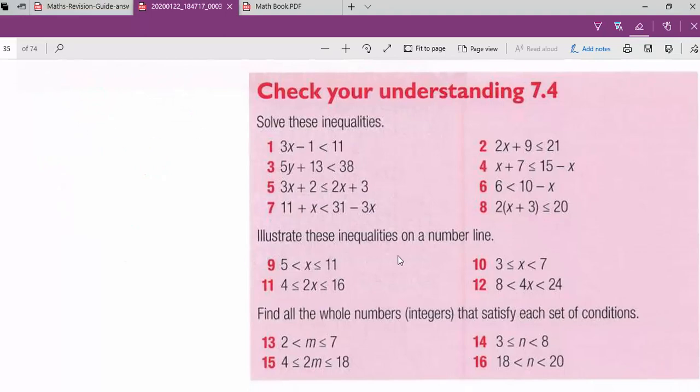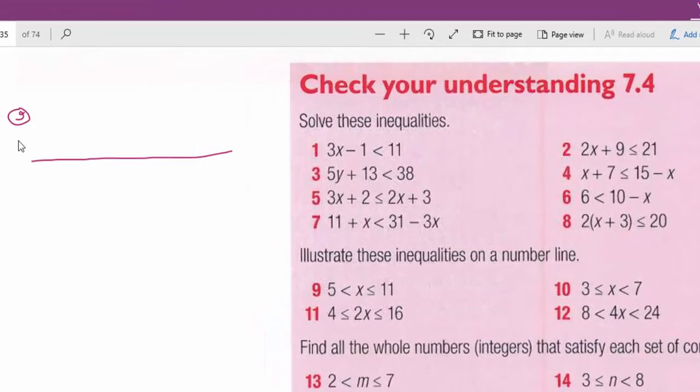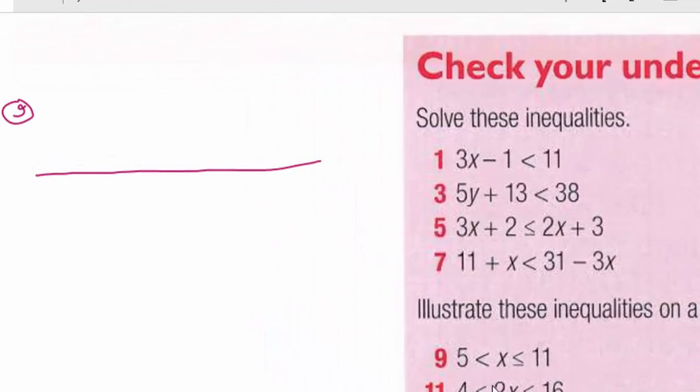In questions 9 to 12, we need to illustrate. To illustrate this, we need a straight line. This is for question 9. A straight line. This x is about the numbers that are between 5 and 11. So let's say here is 5 and here is 11, because it's about 5 and 11.